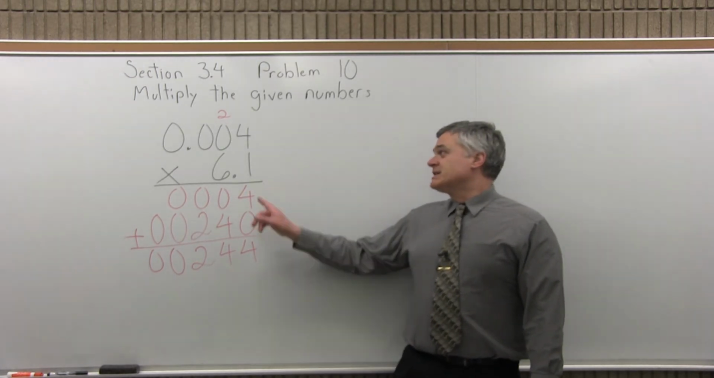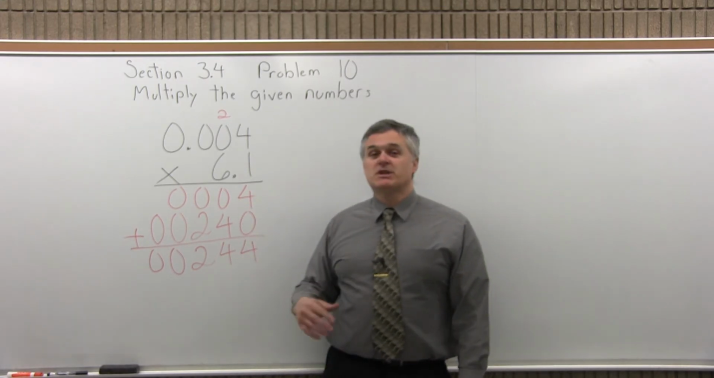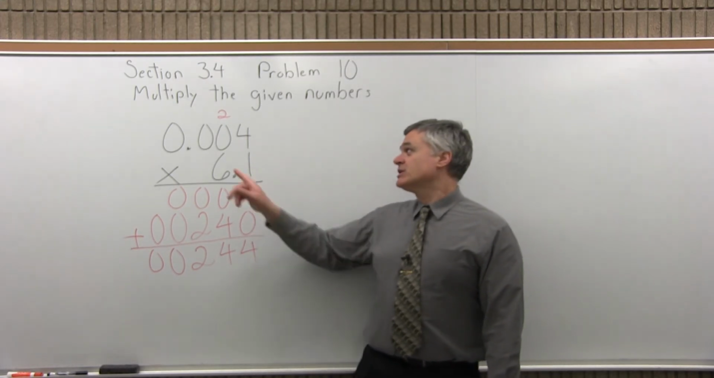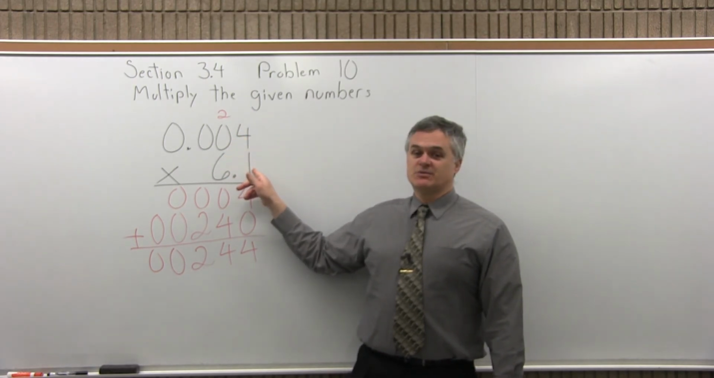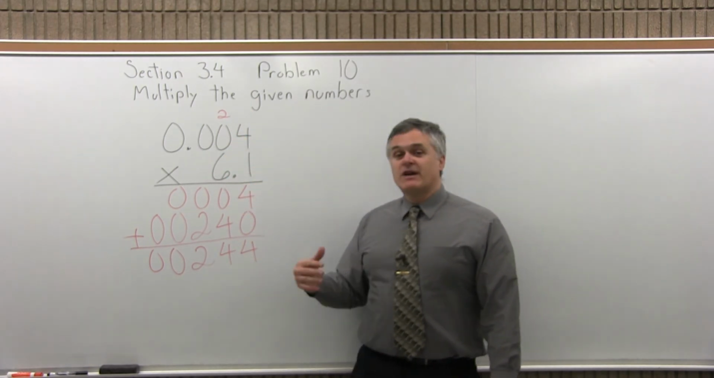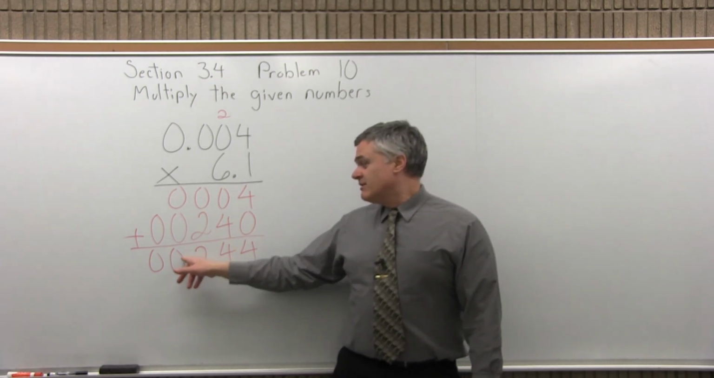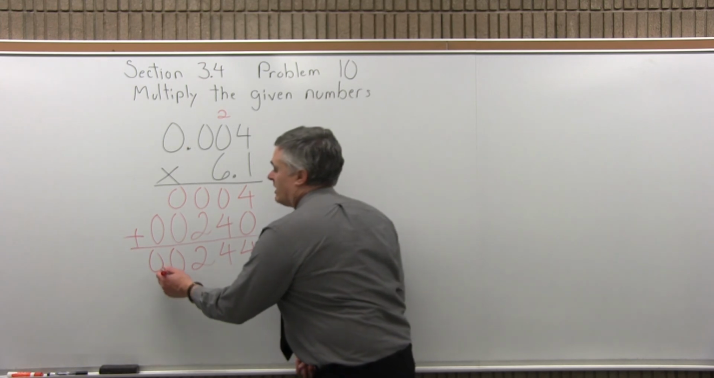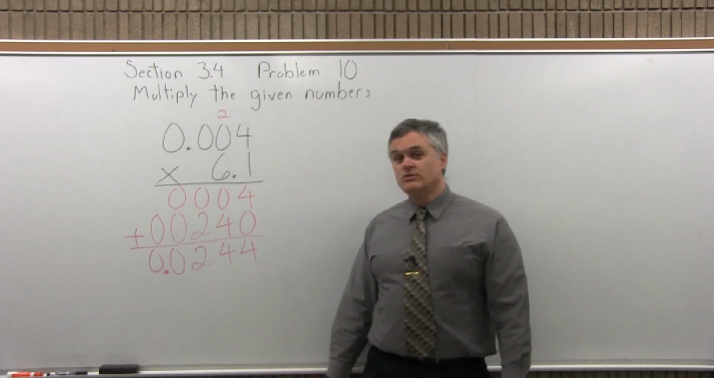But because of the decimals in the question, I have to put decimals in the answer. So how many places after the decimal in the question? 1, 2, 3, 4 digits after the decimal. So in my answer, I have to have 4 digits after the decimal. So 1, 2, 3, even one more, one of those zeros. So my final answer is 0.0244.